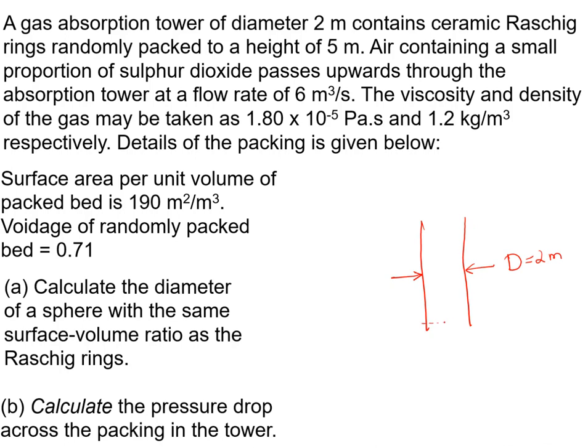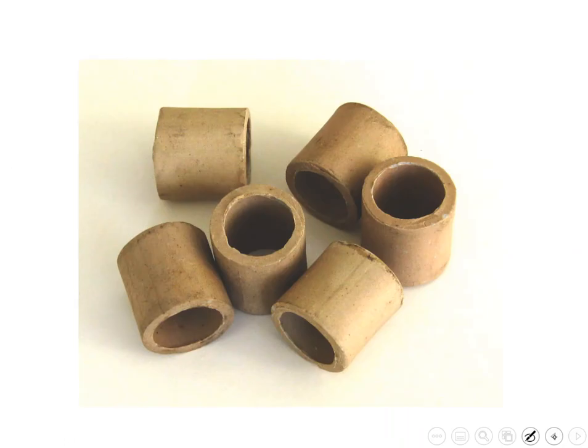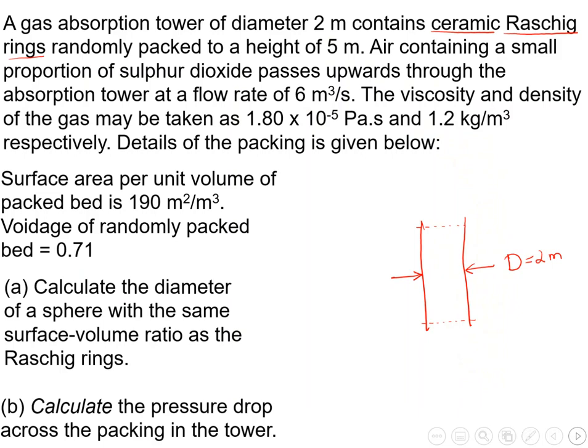Usually, for example, we have a mesh like this to support the packings, and those are made of ceramic, and they're called Raschig rings. If you remember, I showed you the Raschig rings. Those are the ceramic Raschig rings. So the packed bed is full of those ceramic Raschig rings. Why? We are putting them to increase the surface area of contact between the solid and the fluid. So those Raschig rings are packed everywhere here.